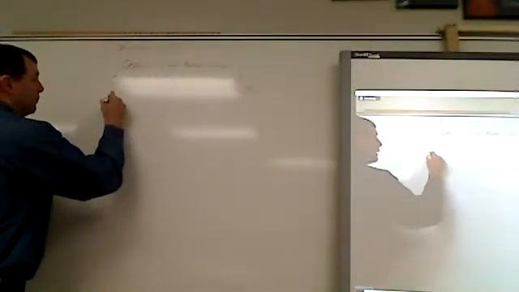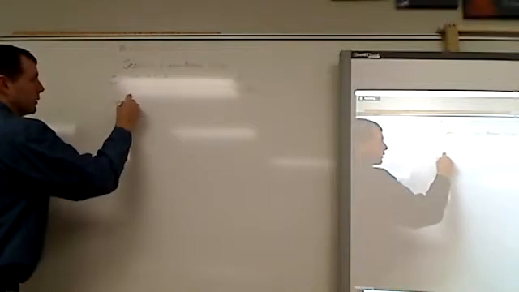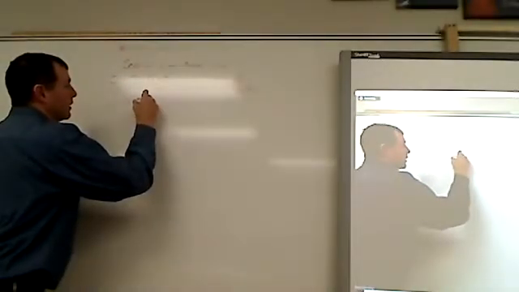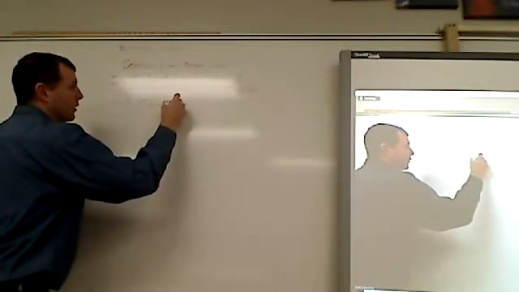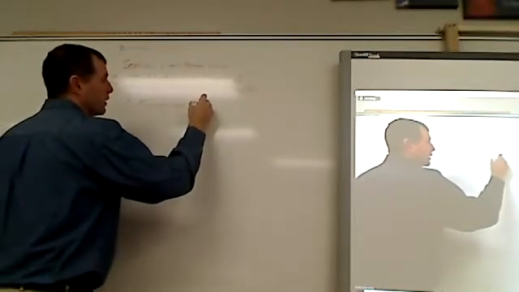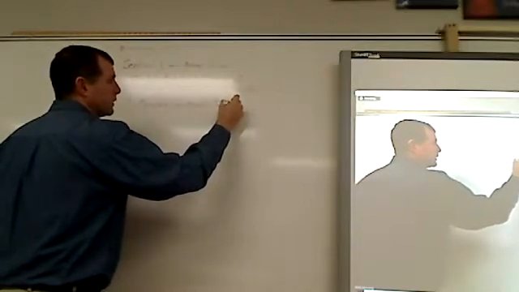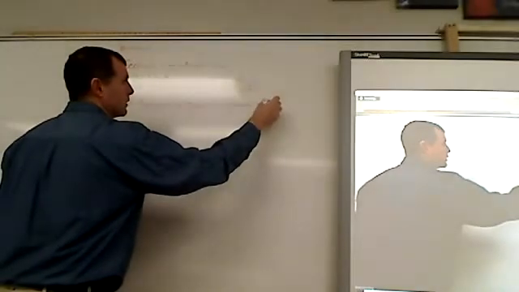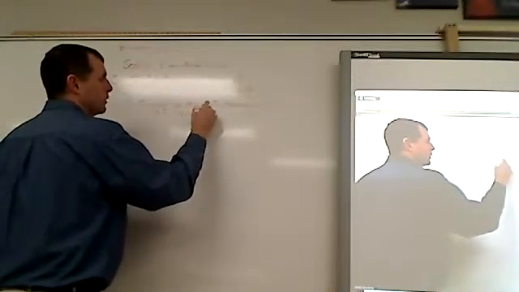Okay, section 3. Red marker's kind of weak. This is complete chart or characteristics of each phylum.